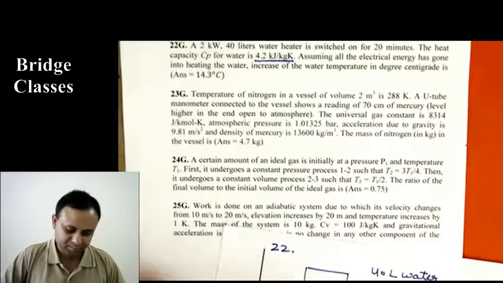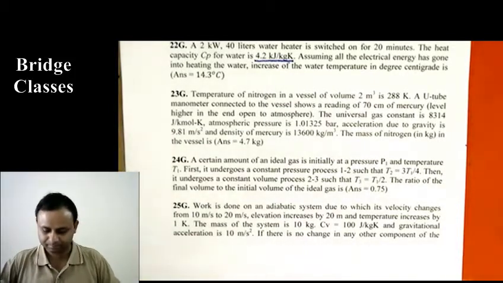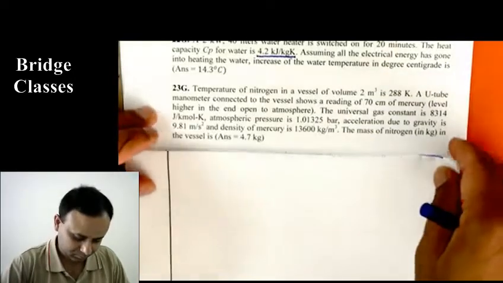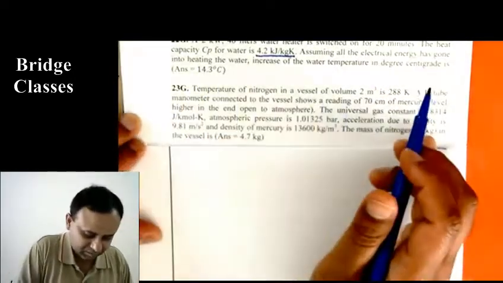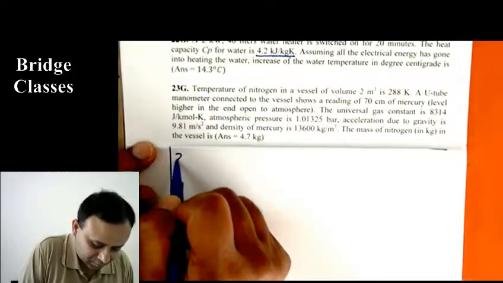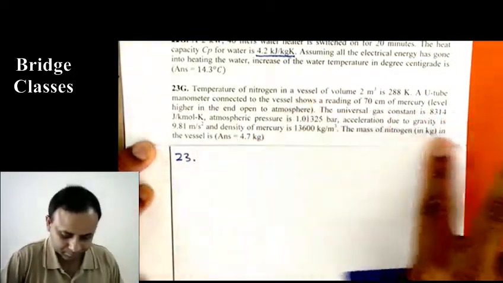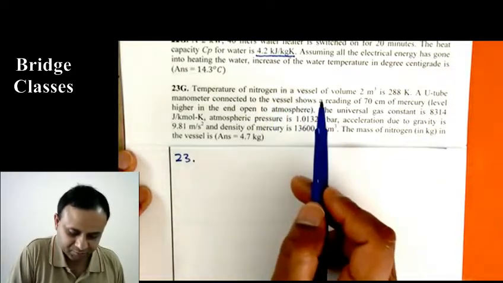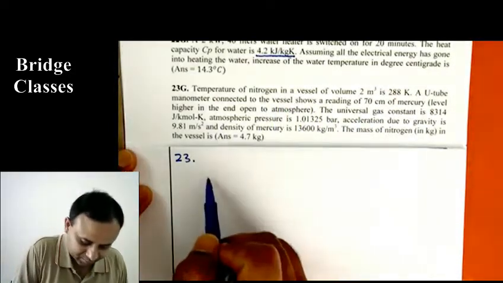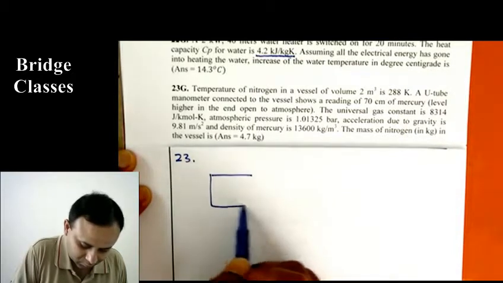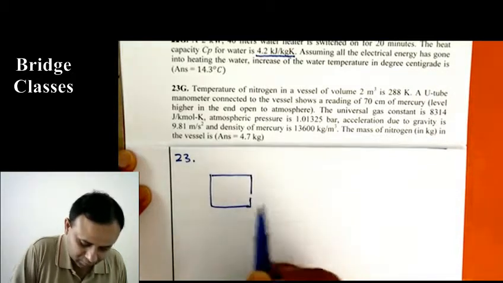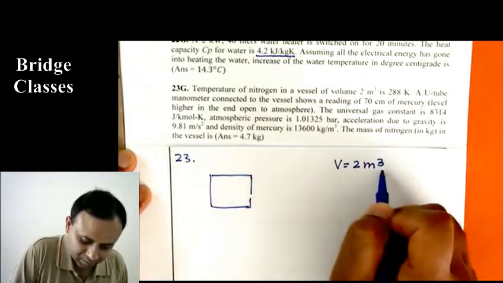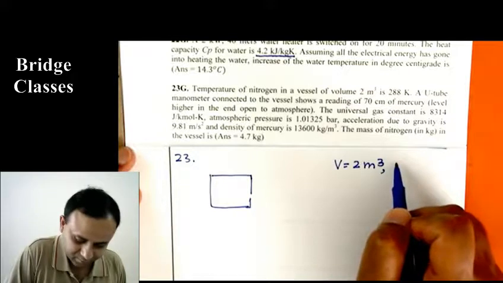Okay, let us see number 23. This is also a GATE problem, and it says temperature of nitrogen in a vessel of volume 2 cubic meter. Its volume is 2 cubic meter. Temperature is 288 Kelvin.